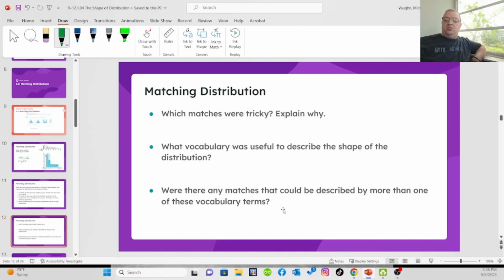Now with skewed, that's not going to be possible because I'm going to have most of my data on one side and a tail on the other, and when I try to fold them in half, they don't match. But if I have a uniform shape, I can fold it in half and they match. If I have two peaks, fold it in half, they could match. And if I have a bell shape, when I fold it in half, they could also match. So we could have more than one of these terms describing any one shape.